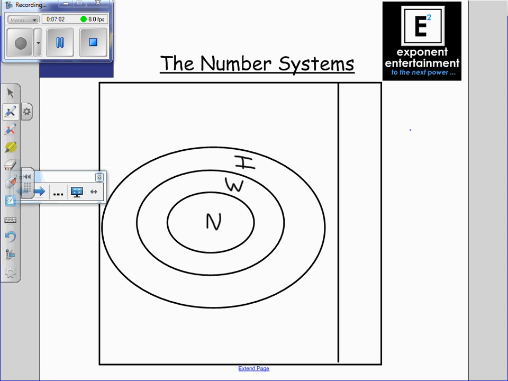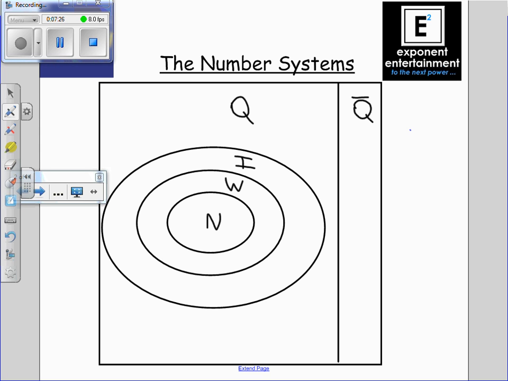What's going to be the next biggest one? Rational. How do we represent that? Just a Q. Where are we going to put irrational numbers? On the box and down the side, right? That's pretty simple. Why is it on a box on its own? Because it doesn't include any of these.